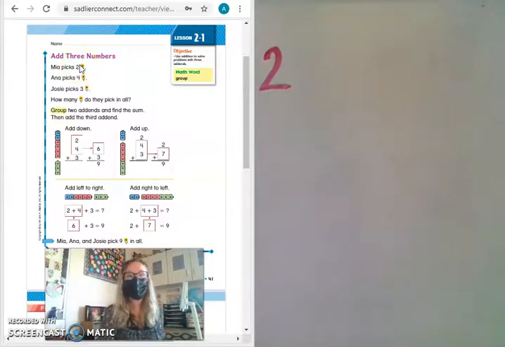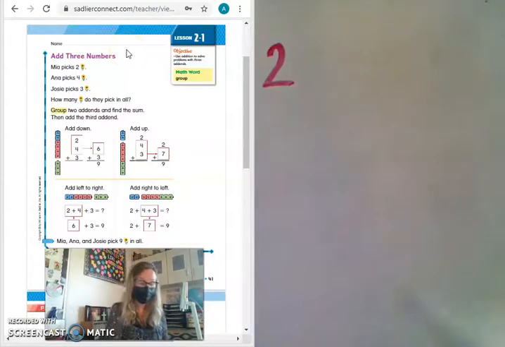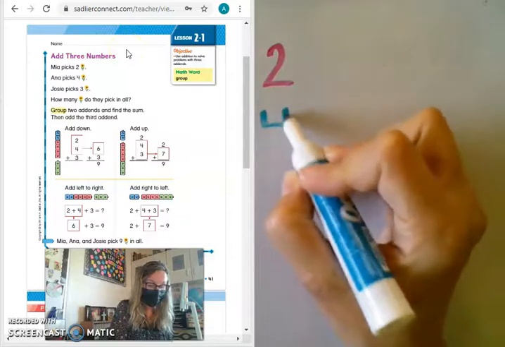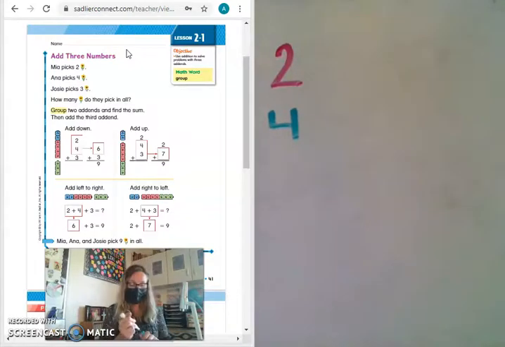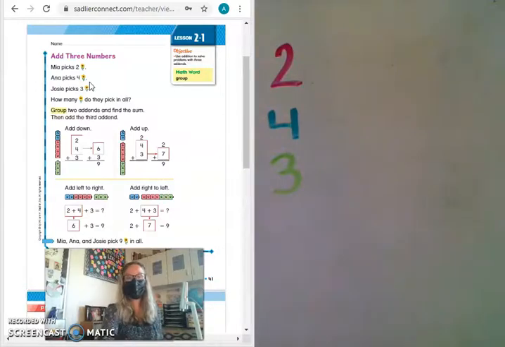The next thing it says is Anna picks 4 flowers. So circle the 4 flowers, and I'm going to use this other color to show that Anna picks 4. And then the last part says Josie picks 3 flowers. Go ahead and circle 3, and I'll write down my 3rd number. The question, which you can underline, says: how many flowers do they pick in all?